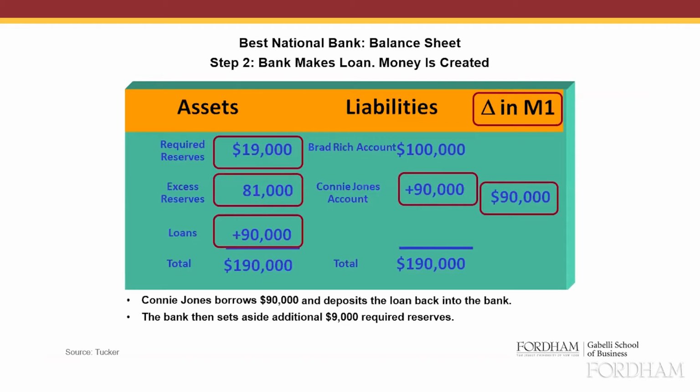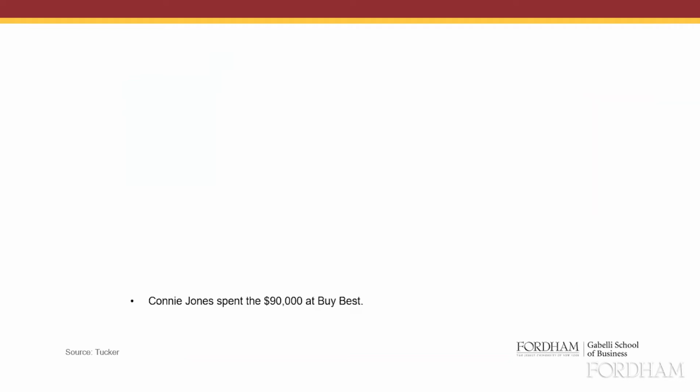What can the bank do with this new $81,000? Well, the answer is the same. The bank can lend out this $81,000. The question then is, how does this affect GDP? How does this affect consumption? The answer is, not yet. We have to wait.